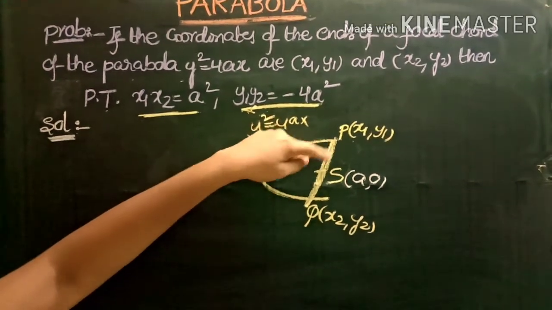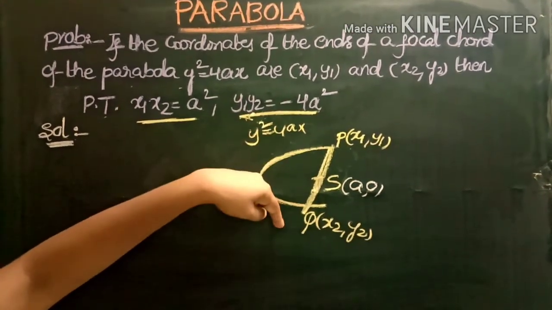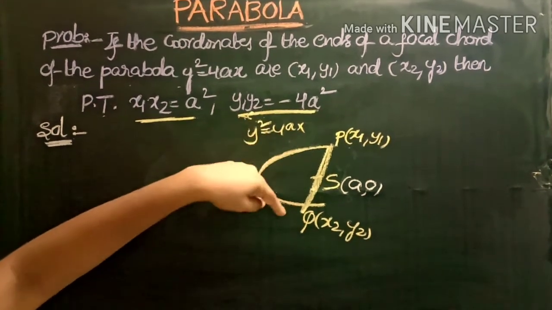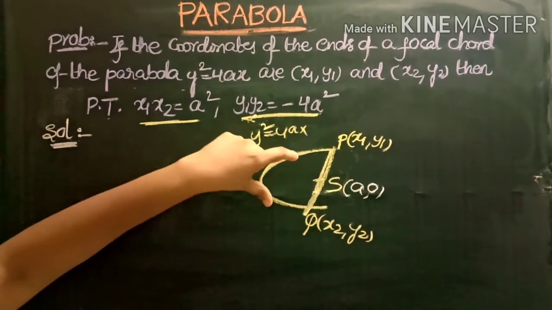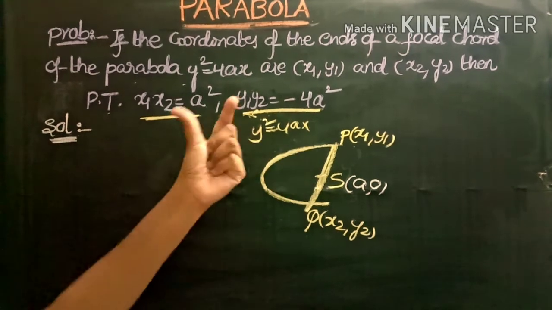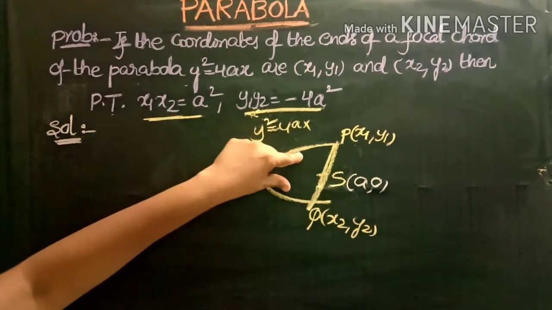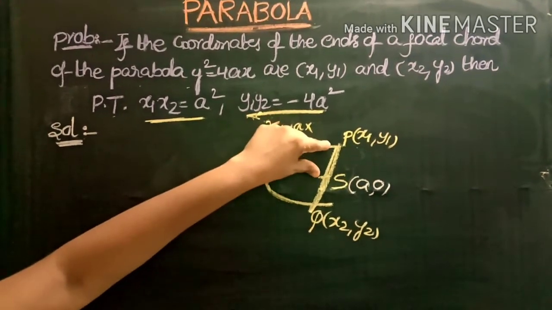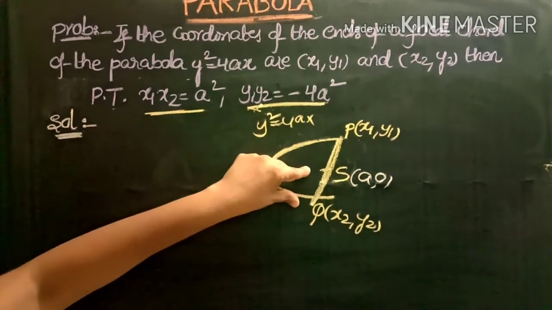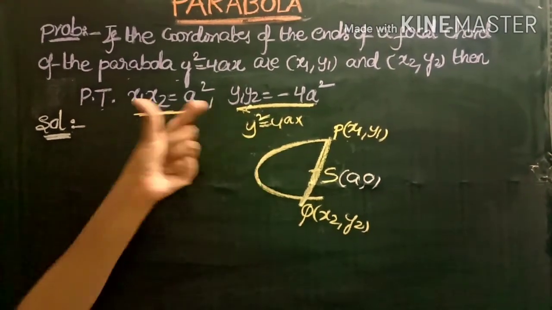Focal chord means, clearly from the diagram, that P, S, Q are collinear. So we apply the collinear condition to prove these results. What is the condition for collinear points? Slope of SP is equal to slope of SQ. Now we are using that to prove the result here.